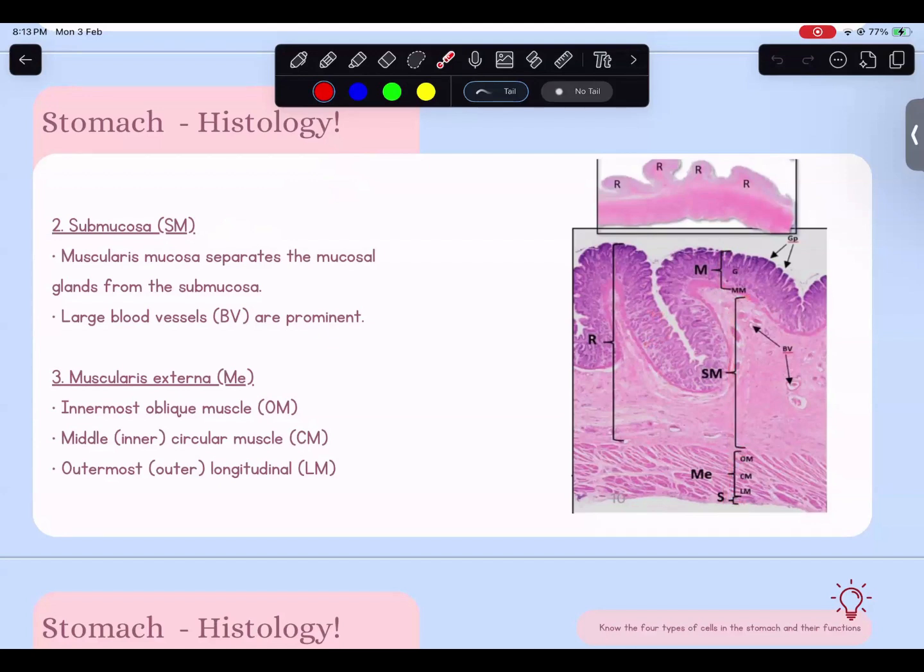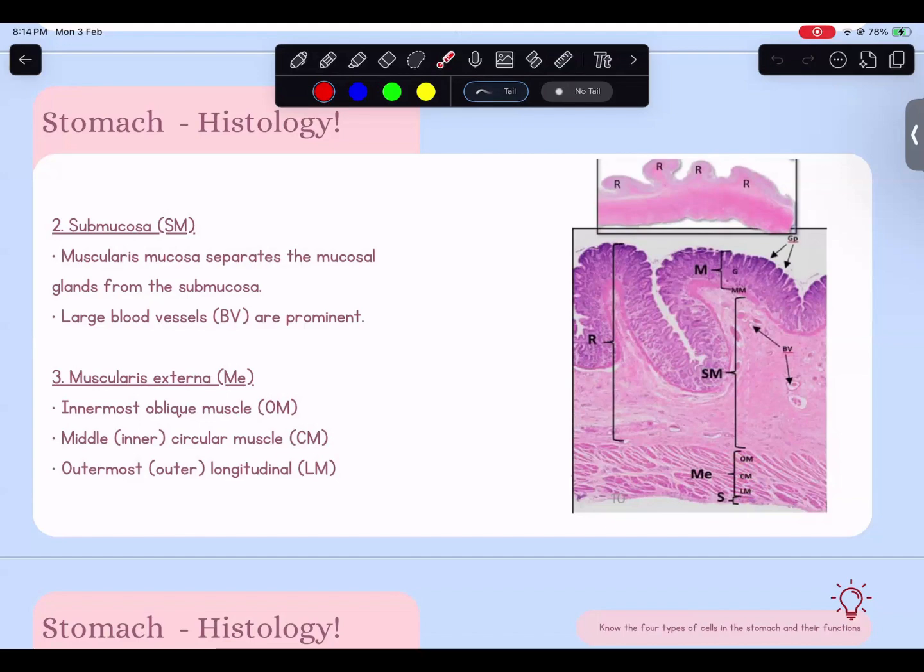In the muscularis externa, in the stomach, instead of inner circular and outer longitudinal, we're going to have three layers now. So we're going to have the innermost oblique muscle, which is this. Okay, and then you're going to have the middle, inner circular. So basically there's going to be inner circular and outer longitudinal, but there's also going to be innermost oblique. So innermost oblique, and then your inner circular and outer longitudinal. LM is basically longitudinal, CM is circular, and OM is oblique.